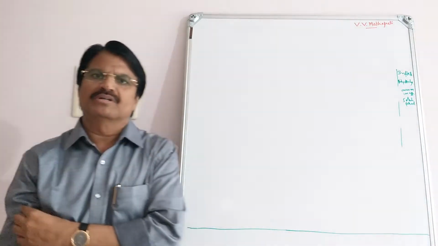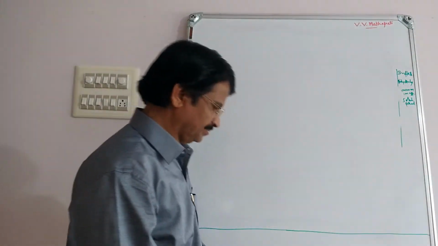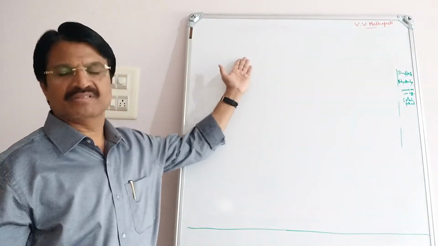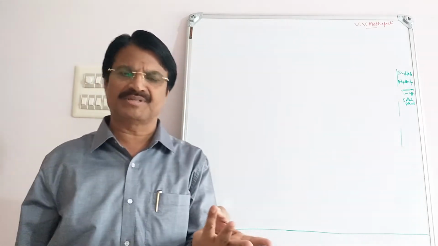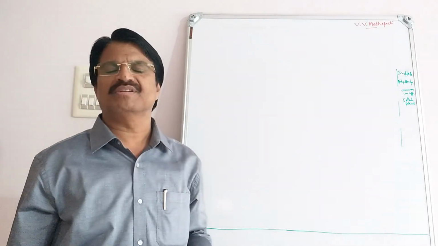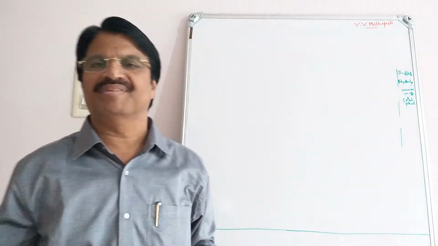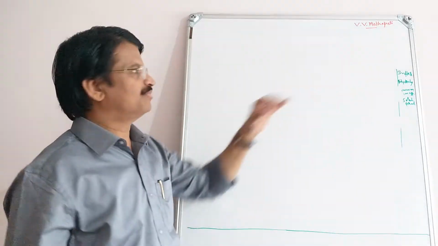Okay, acids and bases are over. Next part, buffer solution. As I told you, this topic is ionic equilibrium. First, acids and bases, pH concept. Second, buffer solution. Third, hydrolysis of salts. And next, common ion effect and solubility product. Now we will complete buffers.